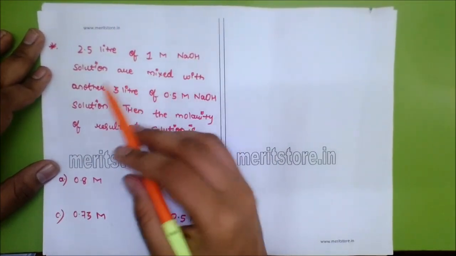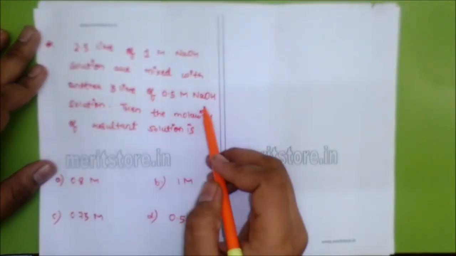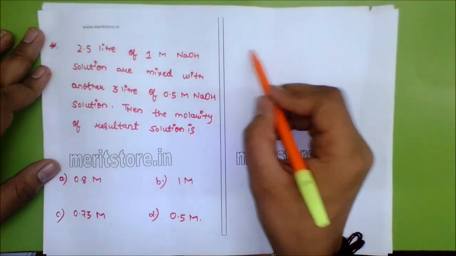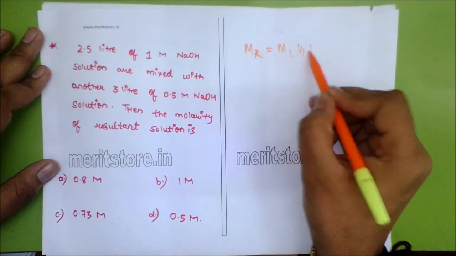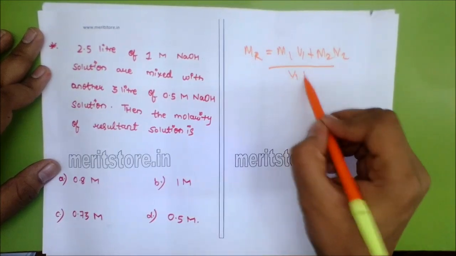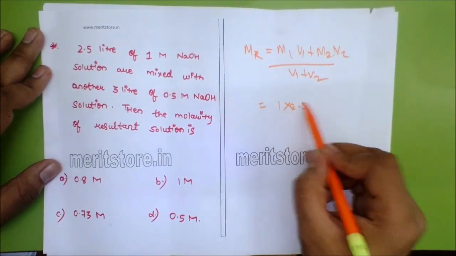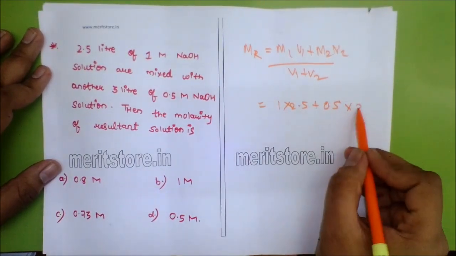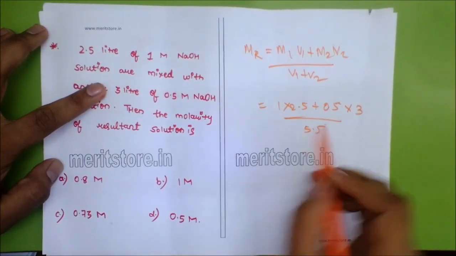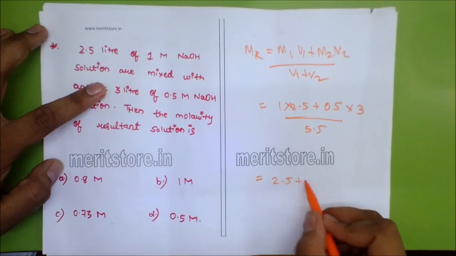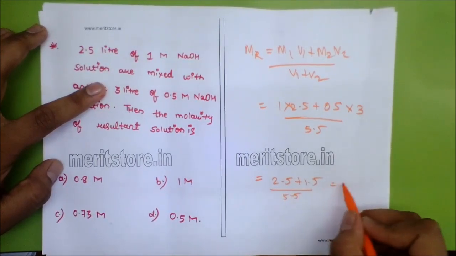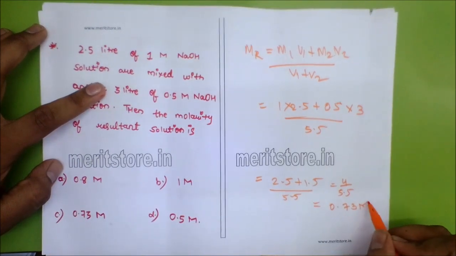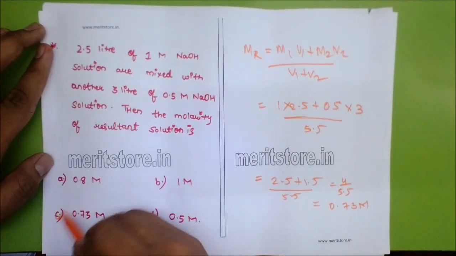2.5 liter of 1 molar NaOH solution are mixed with another 3 liter of 0.5 molar NaOH solution, then the molarity of the resultant solution is. Now to calculate the molarity of the resultant solution, Mr is equal to M1V1 plus M2V2 upon V1 plus V2, which is equal to 1 into 2.5 plus 0.5 into 3 upon 5.5, which is equal to 2.5 plus 1.5 upon 5.5, which gives us 4 upon 5.5, which on solving we get 0.73 molar. So option C, 0.73 molar is the correct answer.